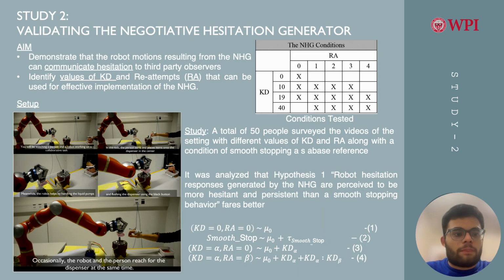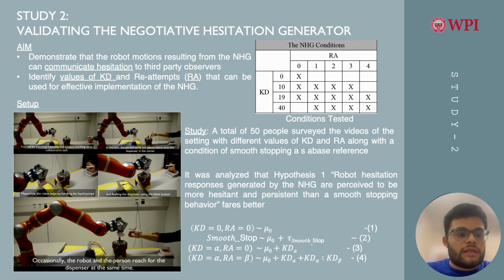The second study of this paper deals with validating the negotiative hesitation generator that we have just designed. The aim of this study is to demonstrate that the robot motions resulting from the generator can communicate the hesitation to third-party observers. This study also aims to identify the values of KD and reattempts RA that can be used for effective implementation of the negotiative hesitation generator.